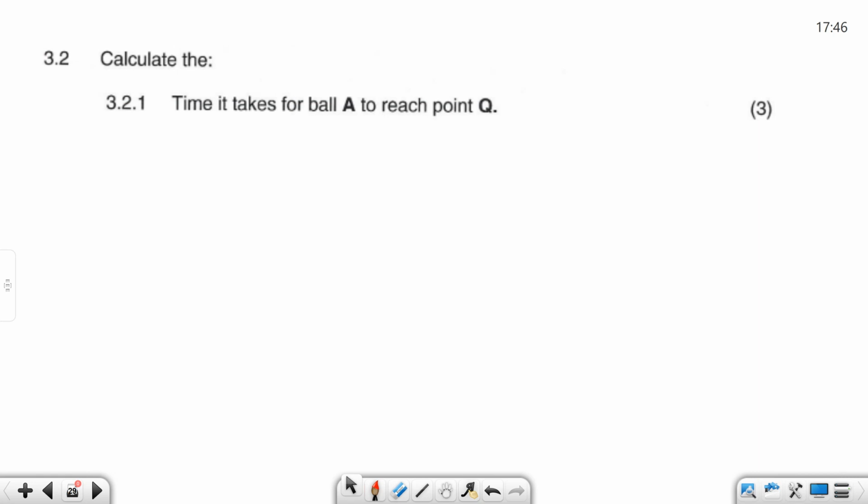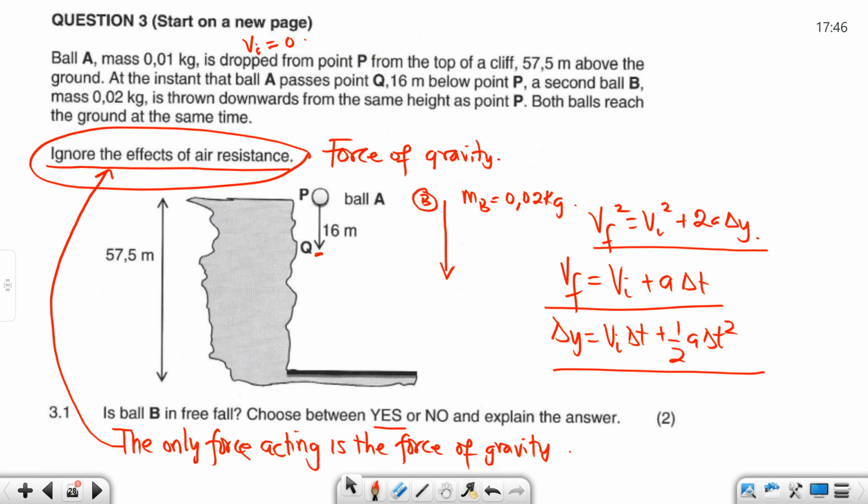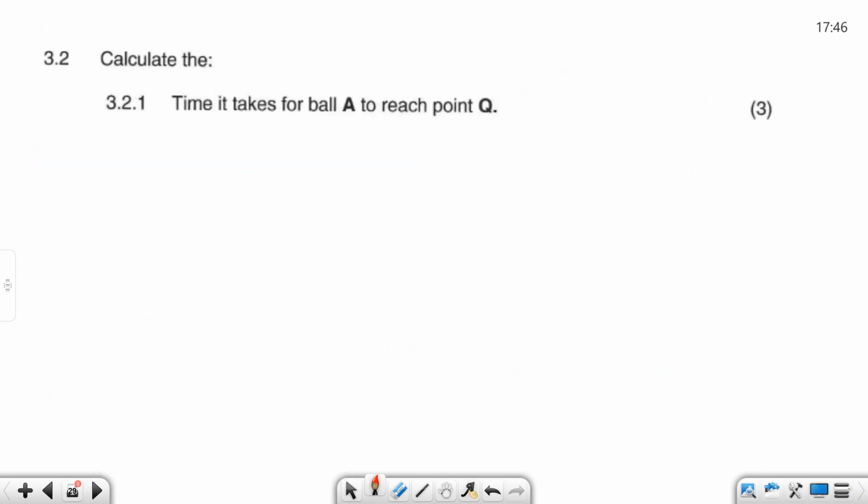Calculate the time it takes for ball A. Let's go look at ball A. What do we know about ball A? It was dropped. So I know that my initial velocity equals to what? 0. Because it's a vector quantity, we use direction, so I'm going to say take down as positive. How is the force of gravity acting? Downwards. Take down as positive. What do we have? 9,8 meters per second squared.